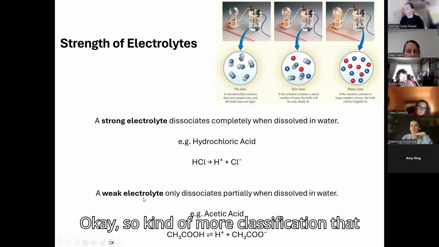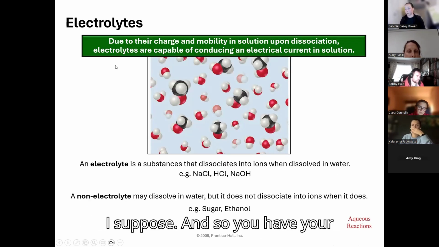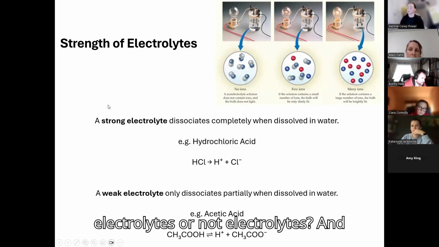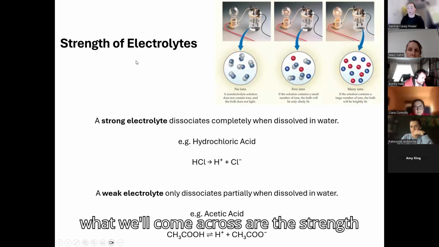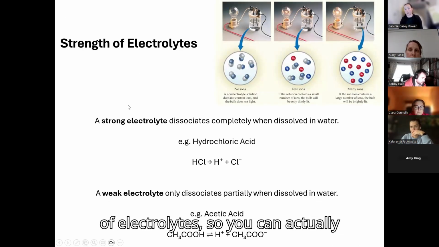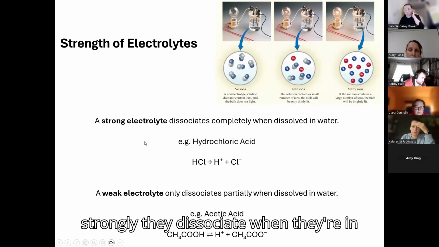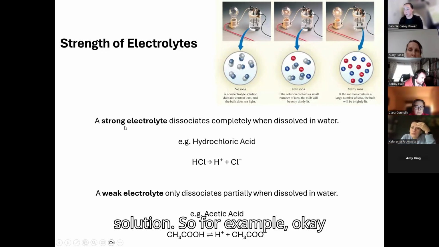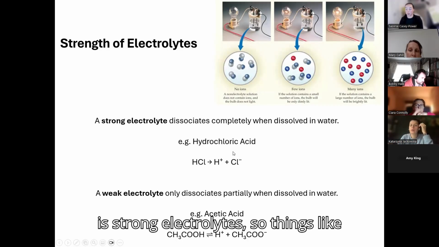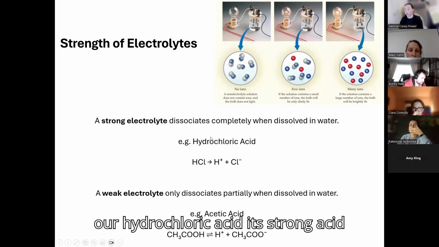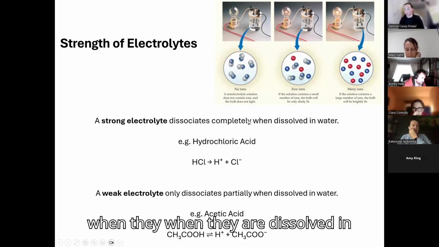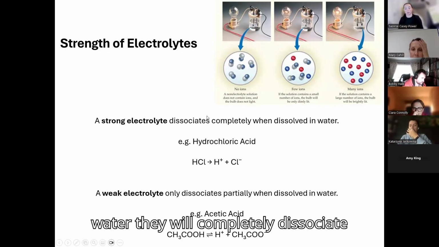So that's more of a classification. You have your electrolytes and your non-electrolytes. And what we'll come across are the strengths of electrolytes. You can classify them further based on how strongly they dissociate in solution. For example, a strong electrolyte, like our hydrochloric acid, a strong acid: when it is dissolved in water, it will completely dissociate.